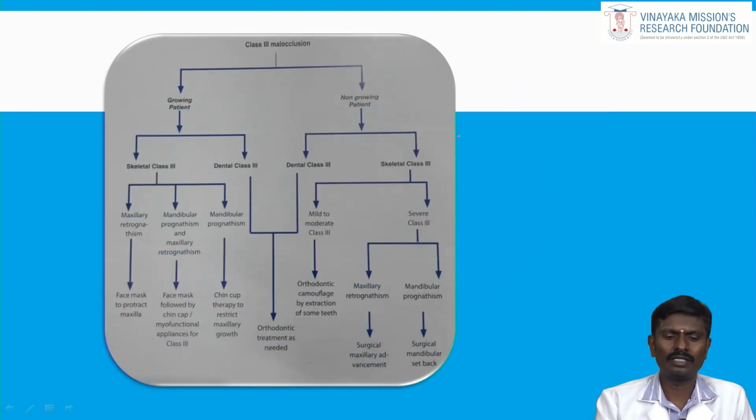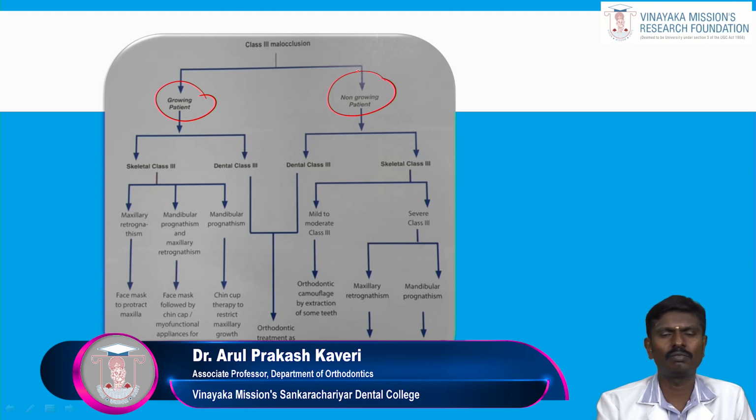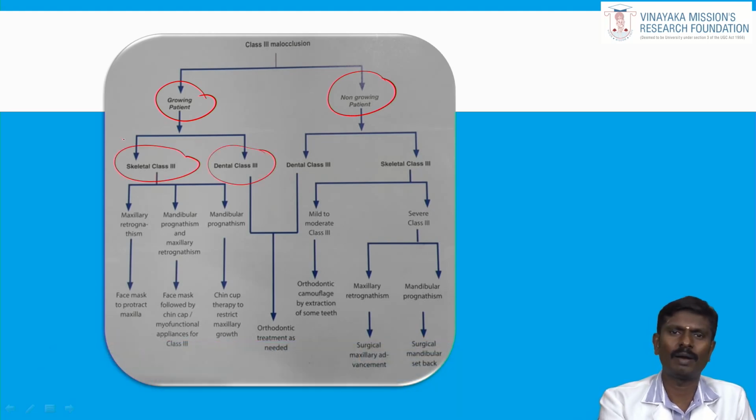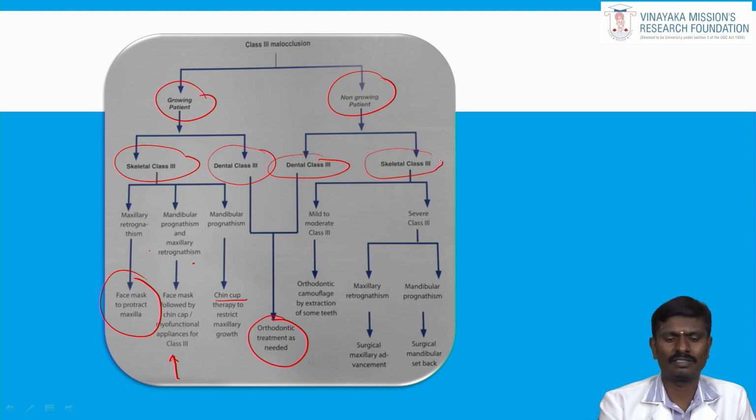So coming to the summary, if you get a class 3 patient, the main thing you have to find out is whether the patient is growing or non-growing. That is the most important thing. Check whether family members have class 3 mandibular prognathism. If growing, use appliances like an inclined plane or Z spring. If the patient is non-growing, find out whether it's a dental or a skeletal class 3. If it's a dental class 3, you can correct it with an orthodontic appliance. For a mild class 3, you can do camouflage by extracting one or two teeth in the lower jaw and taking the lower dentition backward, and finish in occlusion. If it is a true skeletal class 3, you have to find out whether the maxilla is at fault or the mandible is at fault.